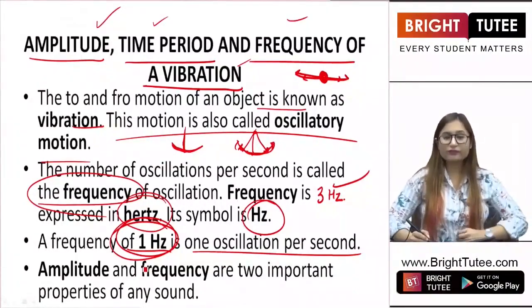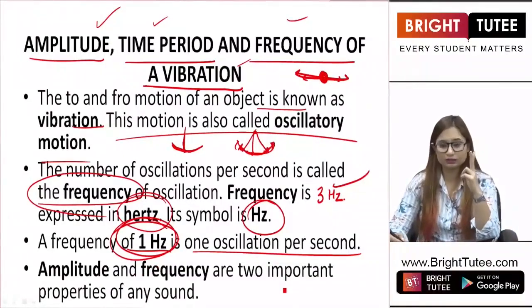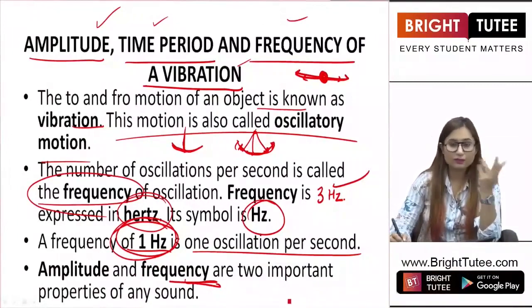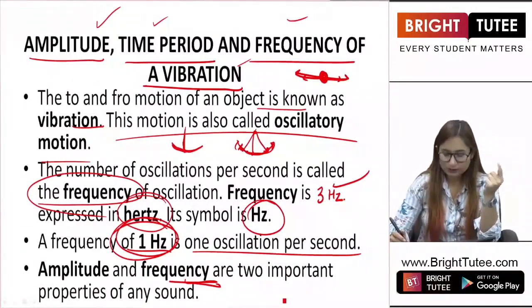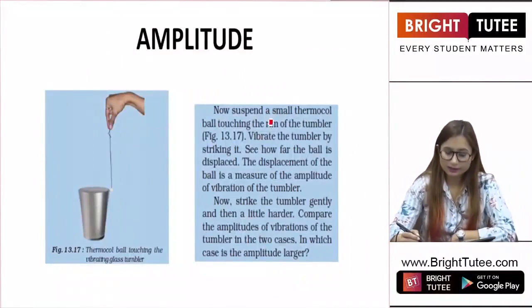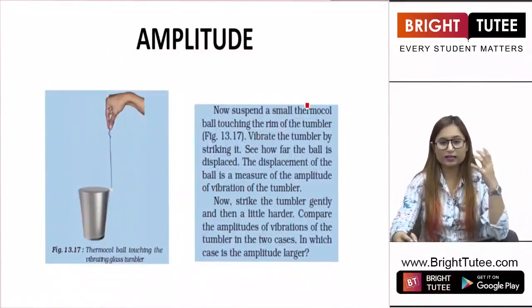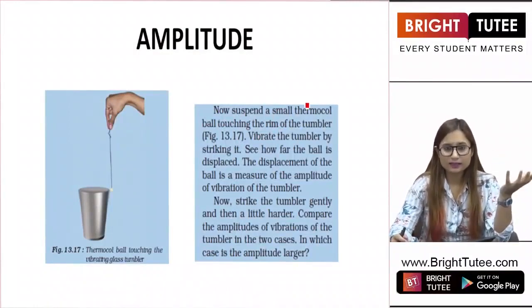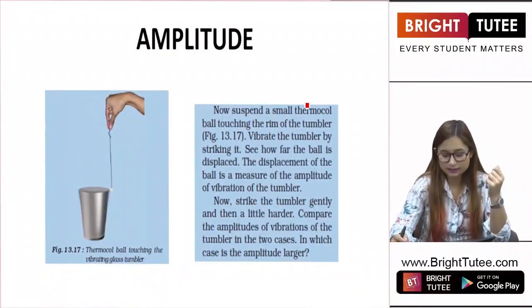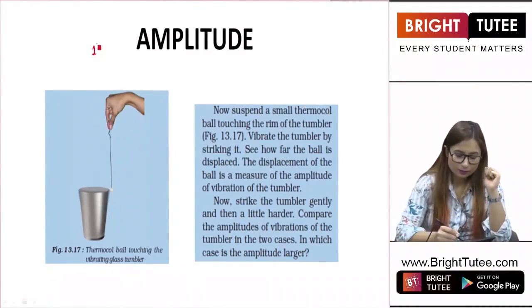Now, amplitude and frequency are two important properties of any sound, right? We have learnt what frequency is. We have to learn about amplitude now. Let us start. How are we going to learn the amplitude? Basically, you take a glass tumbler, or a steel tumbler, and you hit the tumbler with a spoon.